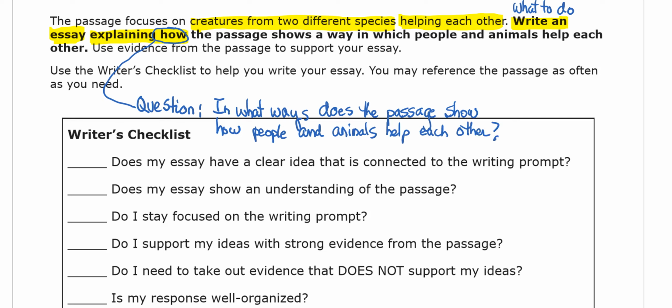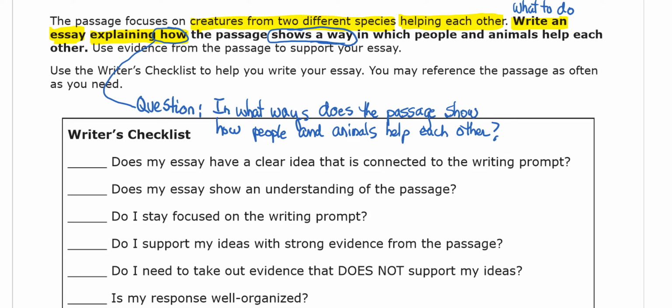So sometimes if they think about writing this in a question, it may just be a little bit easier for them to answer. So when it says explains how, it's saying show me different ways, or in what ways does that passage show how people and animals help each other. So we know that as we're reading, students have to show different ways, or whatever way.